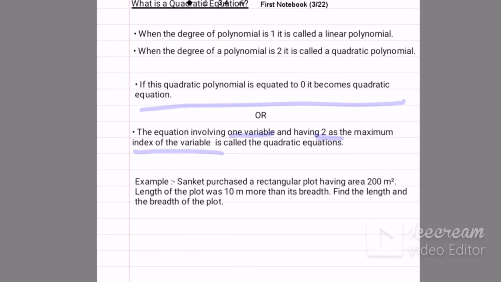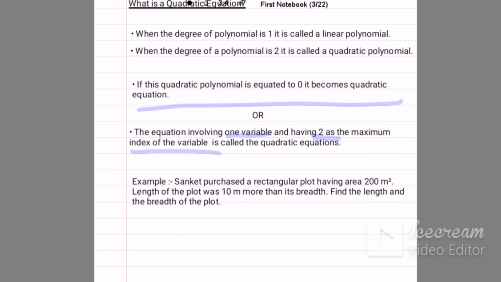And let's see what is the example for this. Now we use these quadratic equations in our practical life many times, right? So we will see how do we use this.